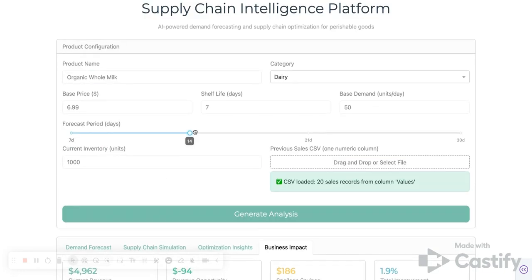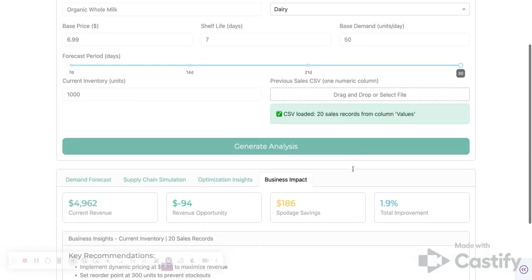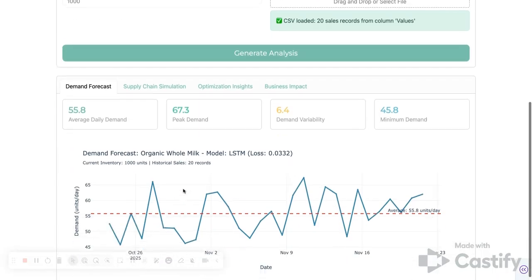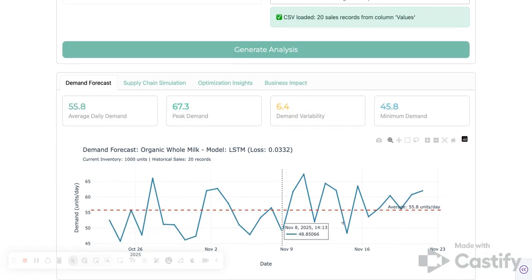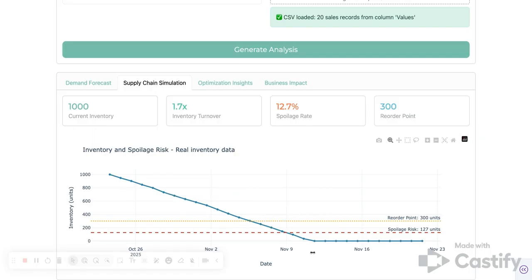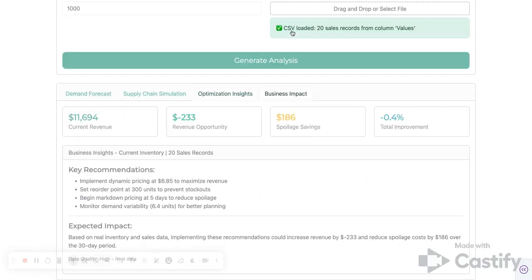We can also increase the period to 30 days and generate our analysis. So here we go. It's much different. It has a lot of variability, and an average of 55.8 units per day over this period. Now we can see it's predicting that we will run out of milk around November 11th, and then here's the rest of our insights, with slightly different values.